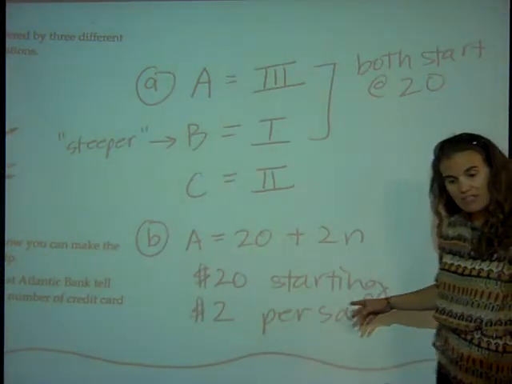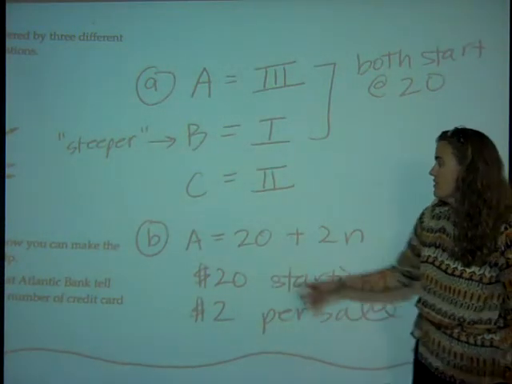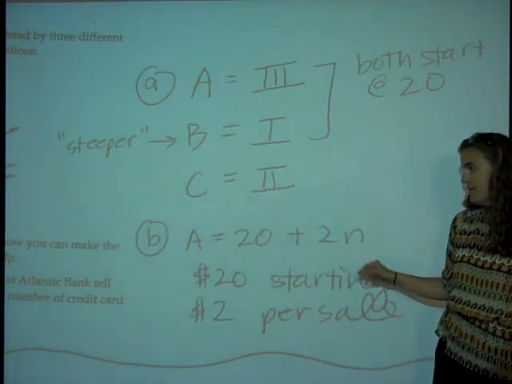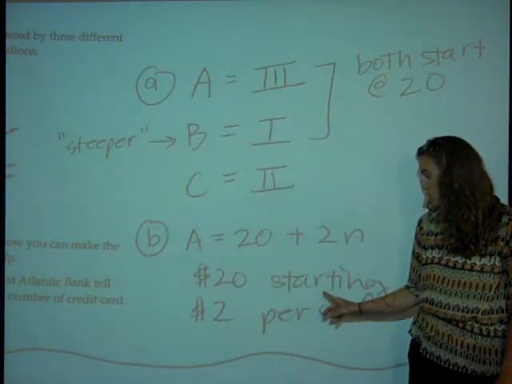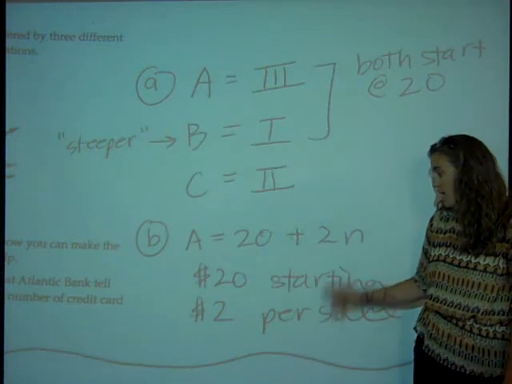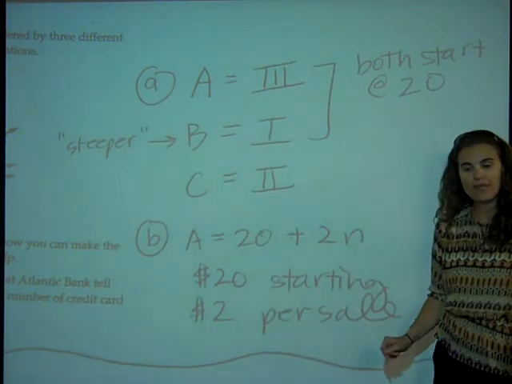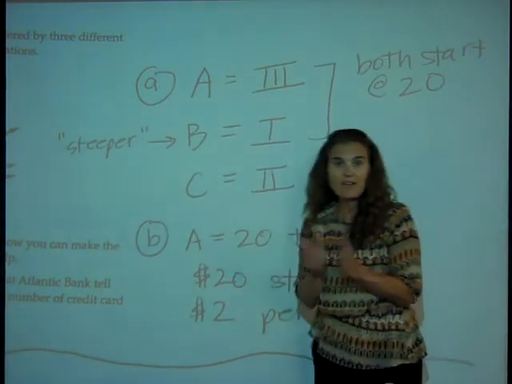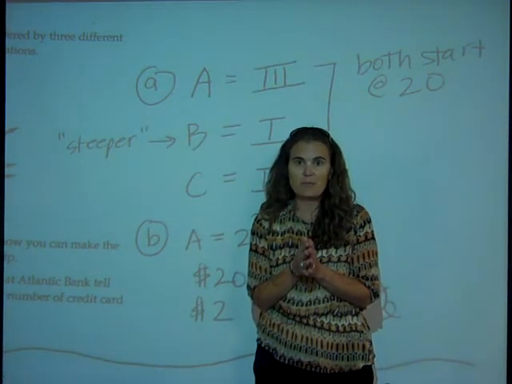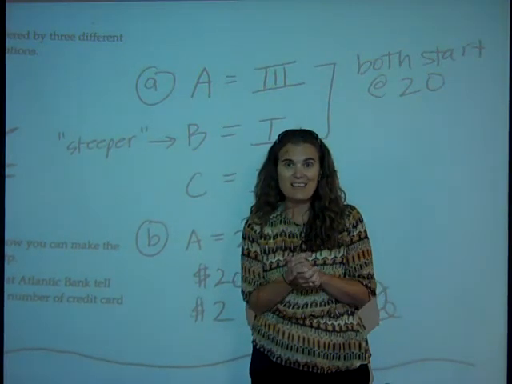Okay? And then matching the formula for letter B, the Atlantic Bank was 20 plus 2N. So making sense of that, we were starting at $20, right? And then 2N, we were getting $2 per sale. Okay? I'm going to cut that off here. Just problems 1 through 3 you're responsible for today. Any questions we'll discuss in class tomorrow, okay?